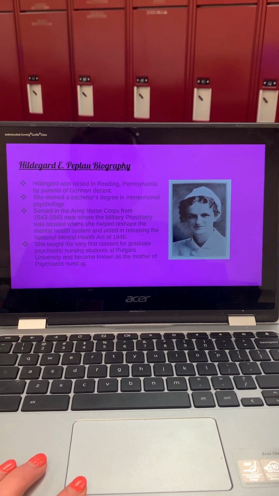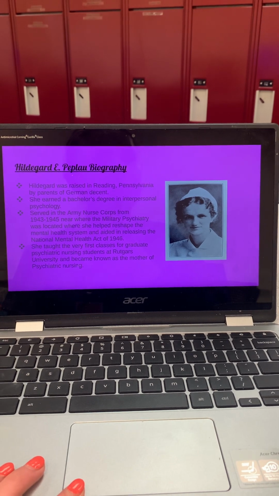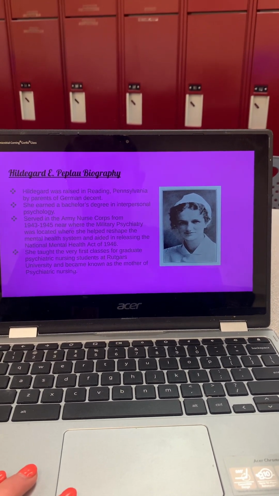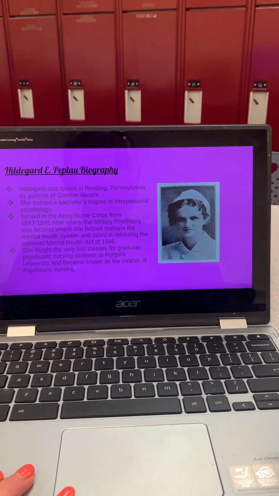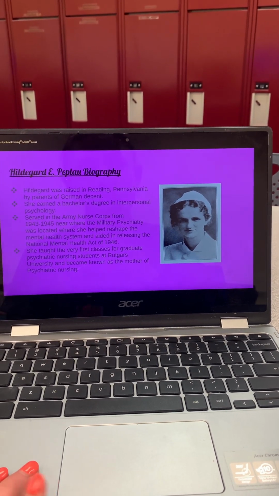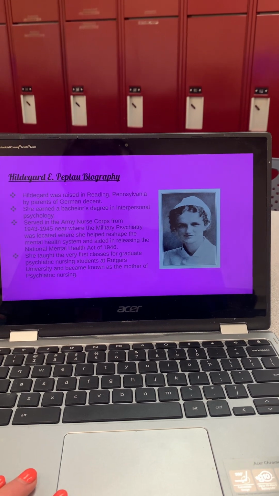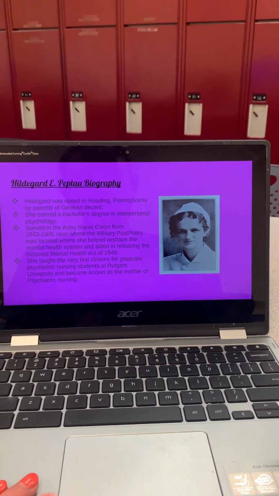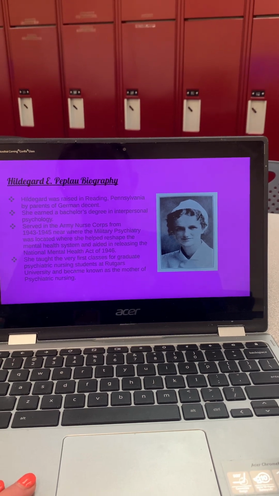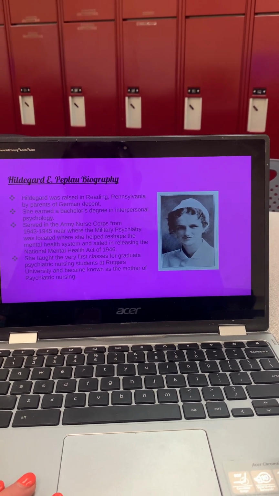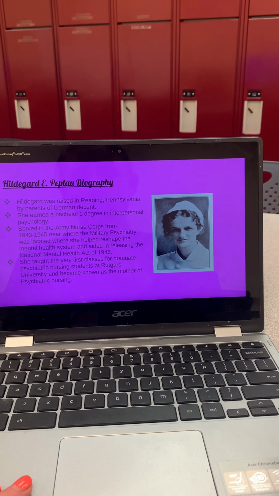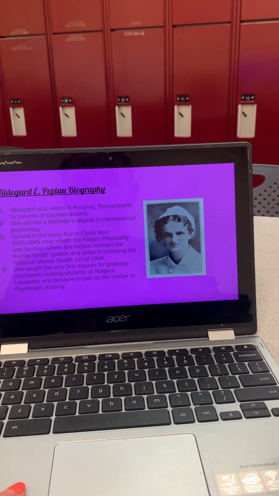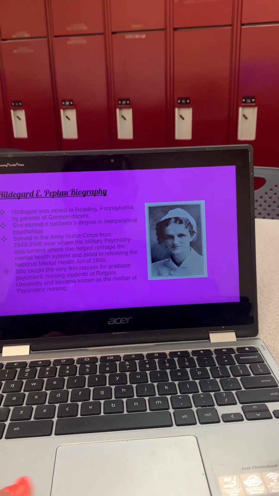She served in the Army Nurse Corps from 1943 to 1945, near where the military psychiatric unit was located, where she helped reshape the mental health system. She actually aided in the passing of the National Mental Health Act of 1946 and was there at the same table as they were creating the act, which is really cool. She also helped teach the very first classes for graduate psychiatric nursing students and helped develop their program at Rutgers University and became known as the mother of psychiatric nursing.